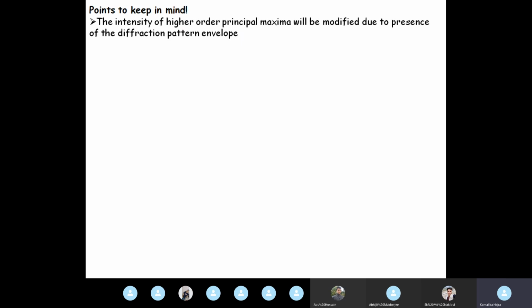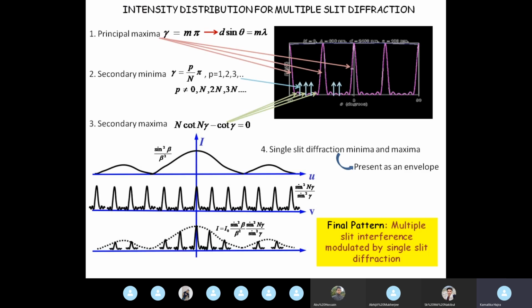Intensity of higher order principal maxima will be modified due to the presence of the diffraction pattern envelope. You see, these are also principal maxima, but since the diffraction envelope is present and we know that the secondary maxima of the single slit diffraction envelope have intensities which are much lower than the central maxima, therefore the peaks of the principal maxima which fall within the secondary maxima of the diffraction envelope become considerably smaller than their other counterparts having intensity proportional to n square. Right?